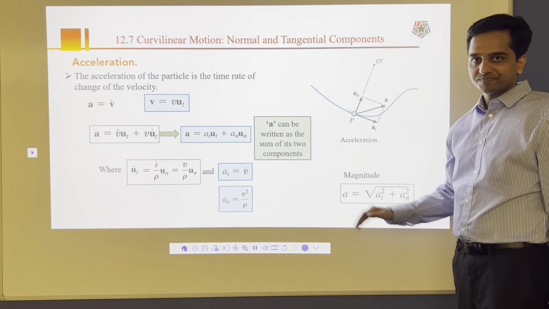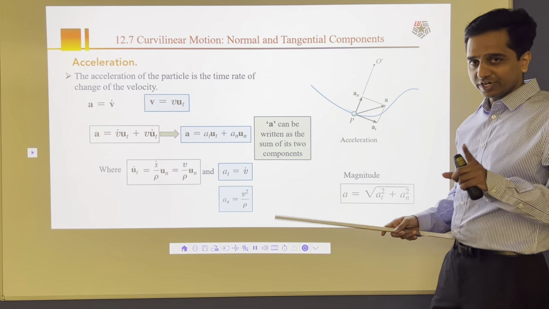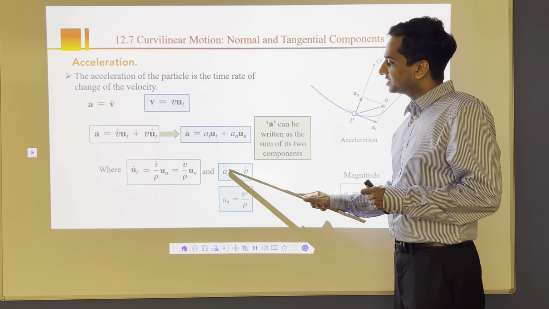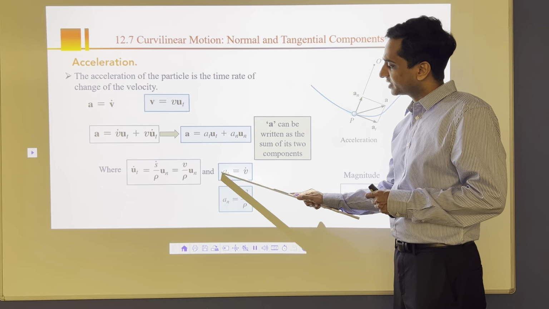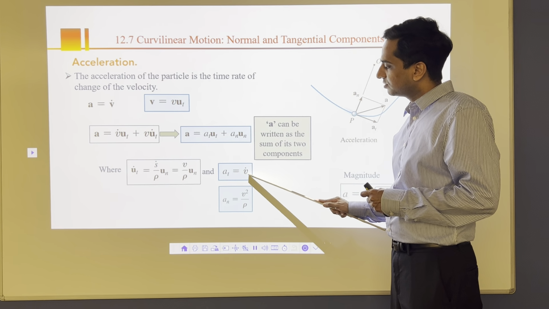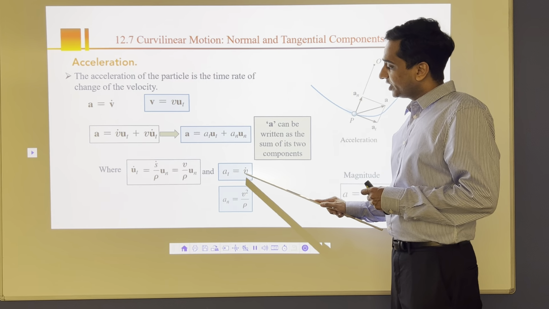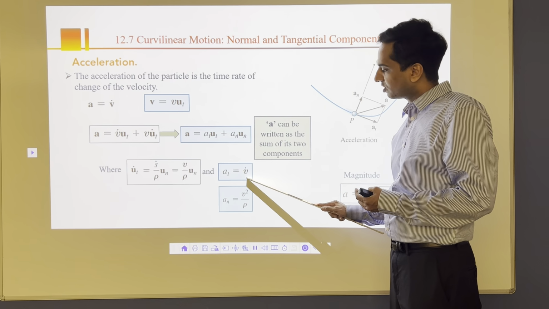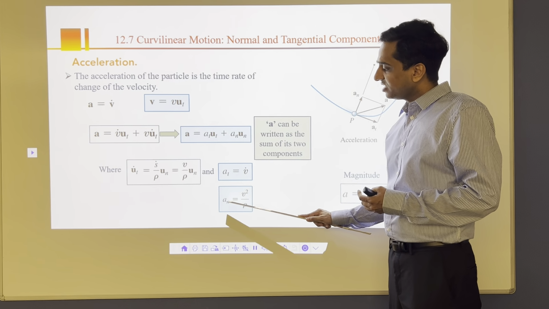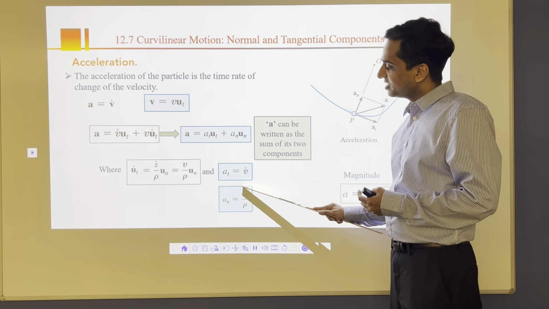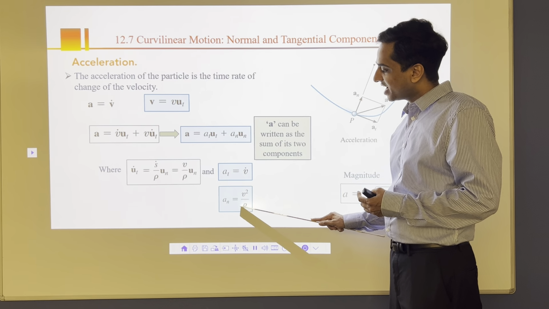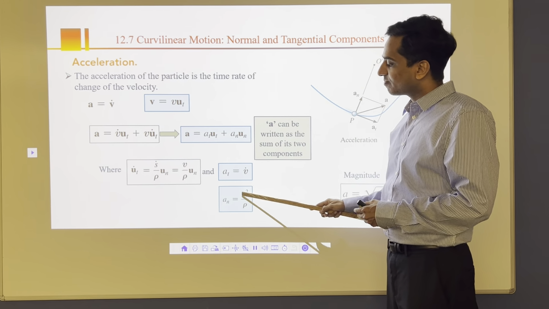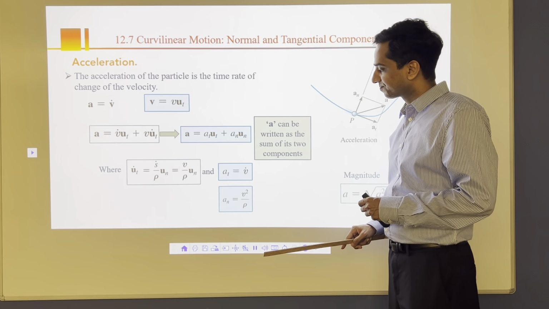Now without going into much detail in the mathematics, all you need to know is the definition or formula for the tangential and normal components. The tangential component is given by v dot. v dot is nothing but dv/dt. This is your regular derivative of velocity, dv/dt. And the normal component is given by v squared over rho. Rho is the radius of curvature and v is the magnitude of velocity.